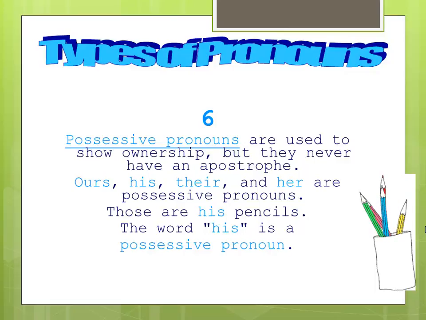6, possessive pronouns. Possessive pronouns are, of course, used to show ownership, but they do not contain an apostrophe. This is the one instance when you are showing ownership, you won't have to use that apostrophe. So ours, his, their, and her are all possessive pronouns. The word his in this sentence, those are his pencils. They belong to him without using that apostrophe. And then those cool, awesome pencils that are moving in the right-hand corner. Those are his.